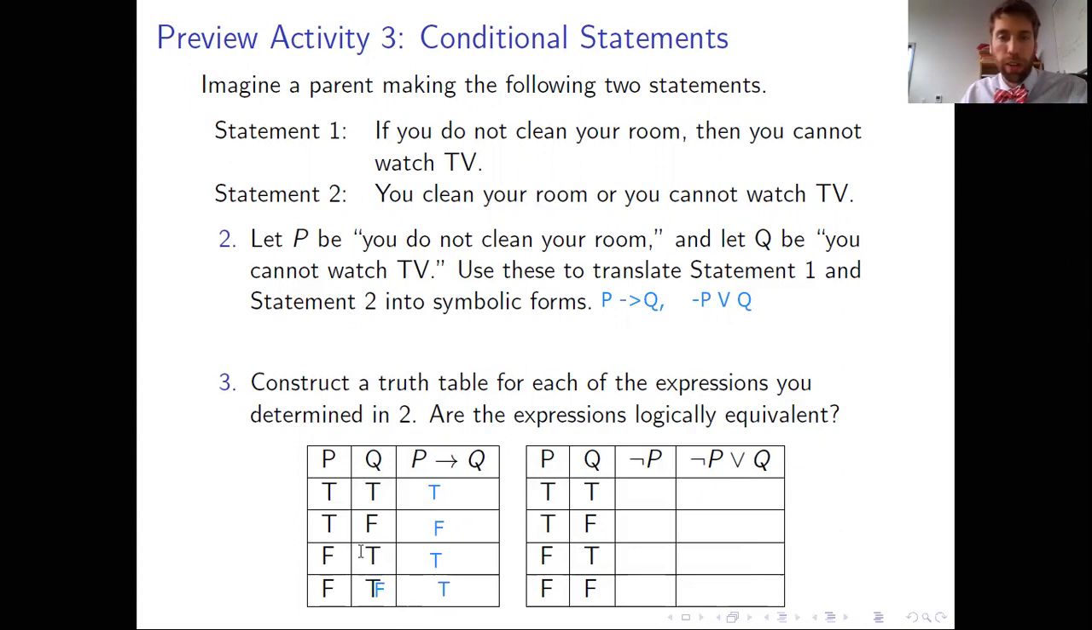Now notice this last one here. The parent didn't say if and only if. They just said if. So it only goes one way. So you could clean your room and still not get to watch TV, and they would still have told the truth.